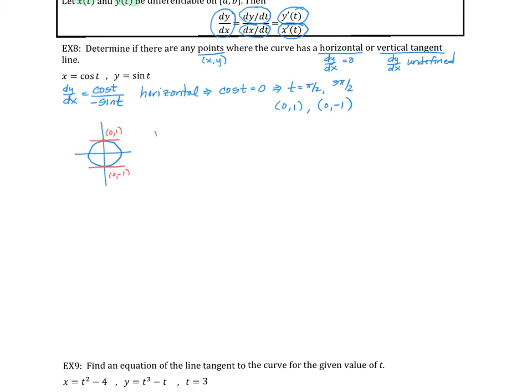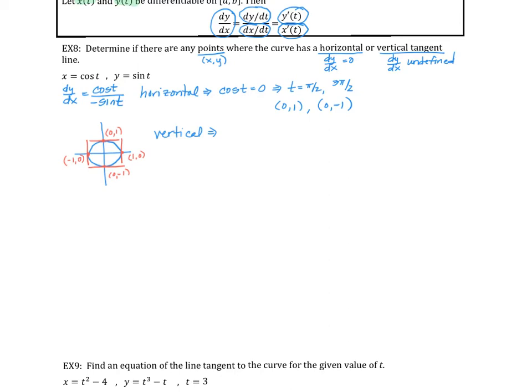All right, so what about vertical tangent lines? Well, vertical tangent lines means that the slope is undefined, or the derivative is undefined. On my graph, I can see that I have two vertical tangent lines, and I know what these points are. This would be the point 1, 0 and negative 1, 0. Well, is that what I get when I algebraically figure out where this derivative is undefined? So the derivative is going to be undefined when the denominator is equal to 0.